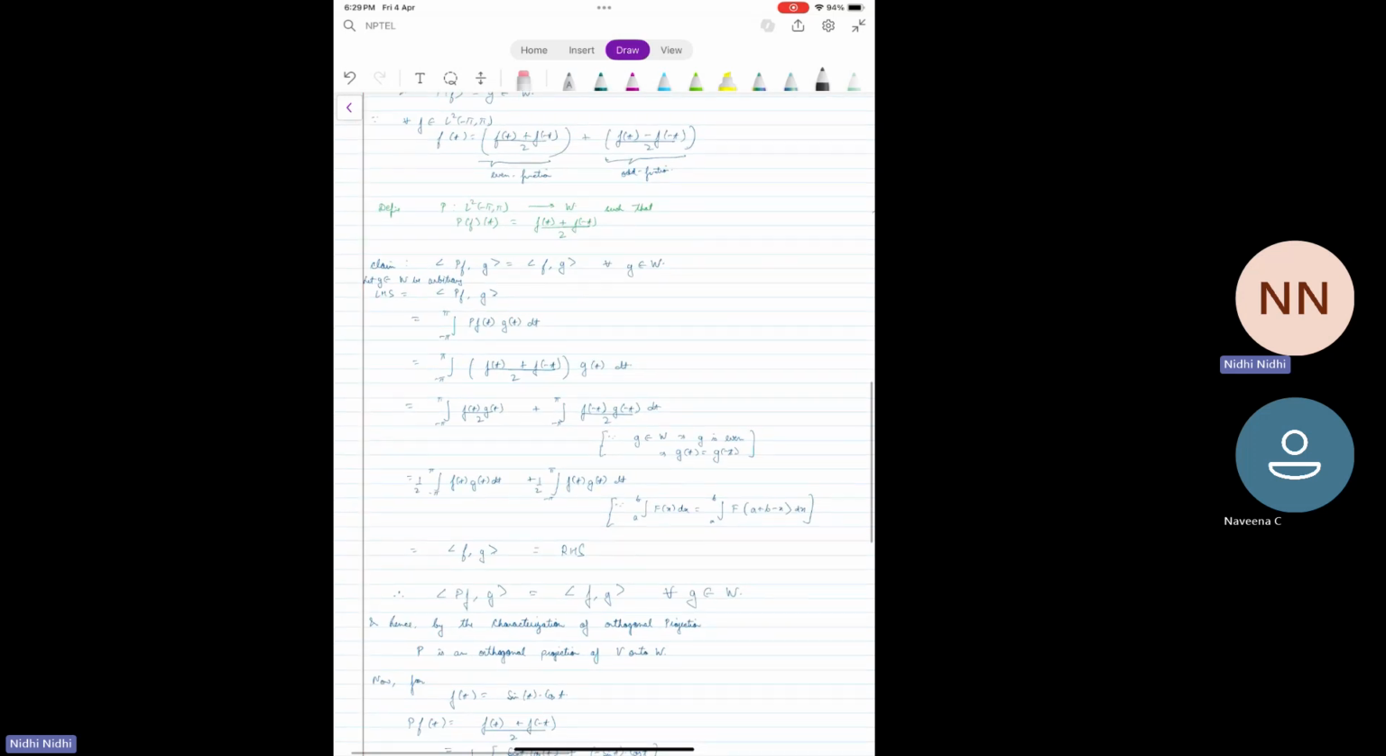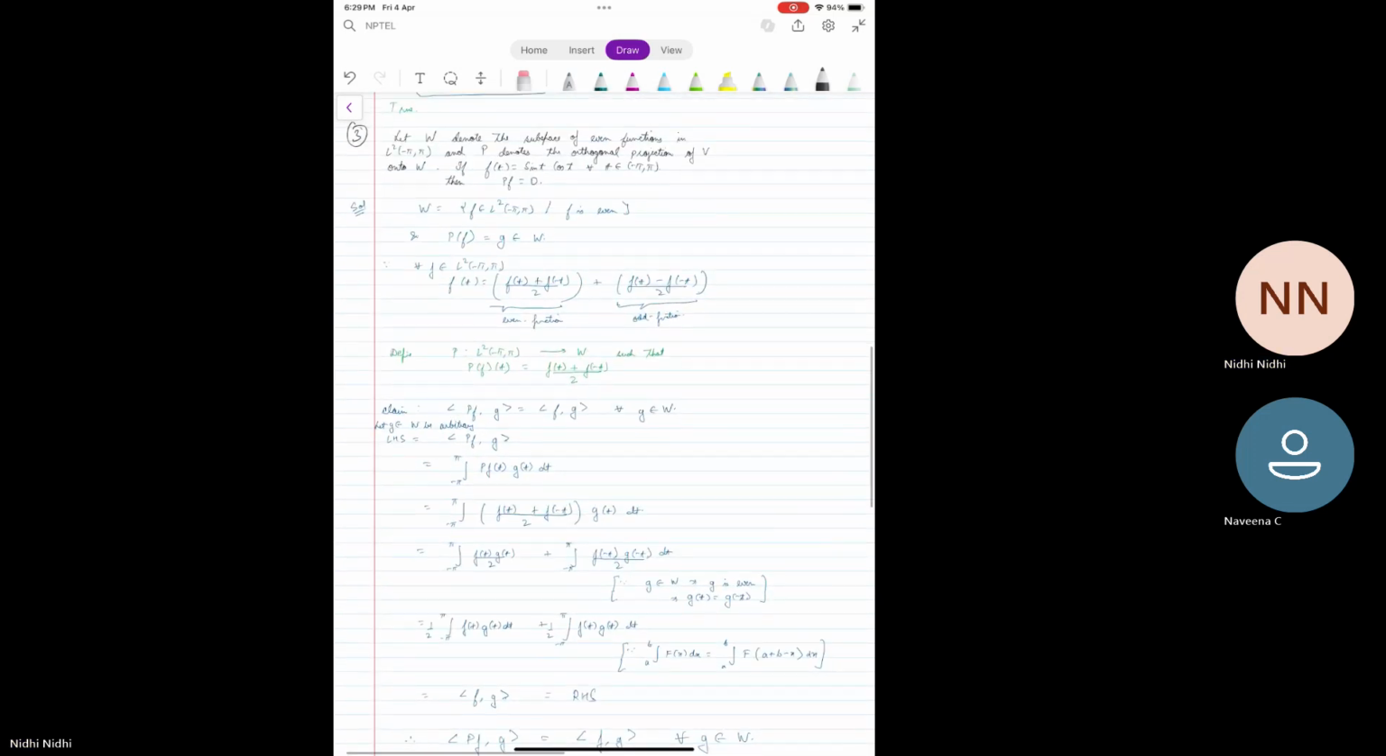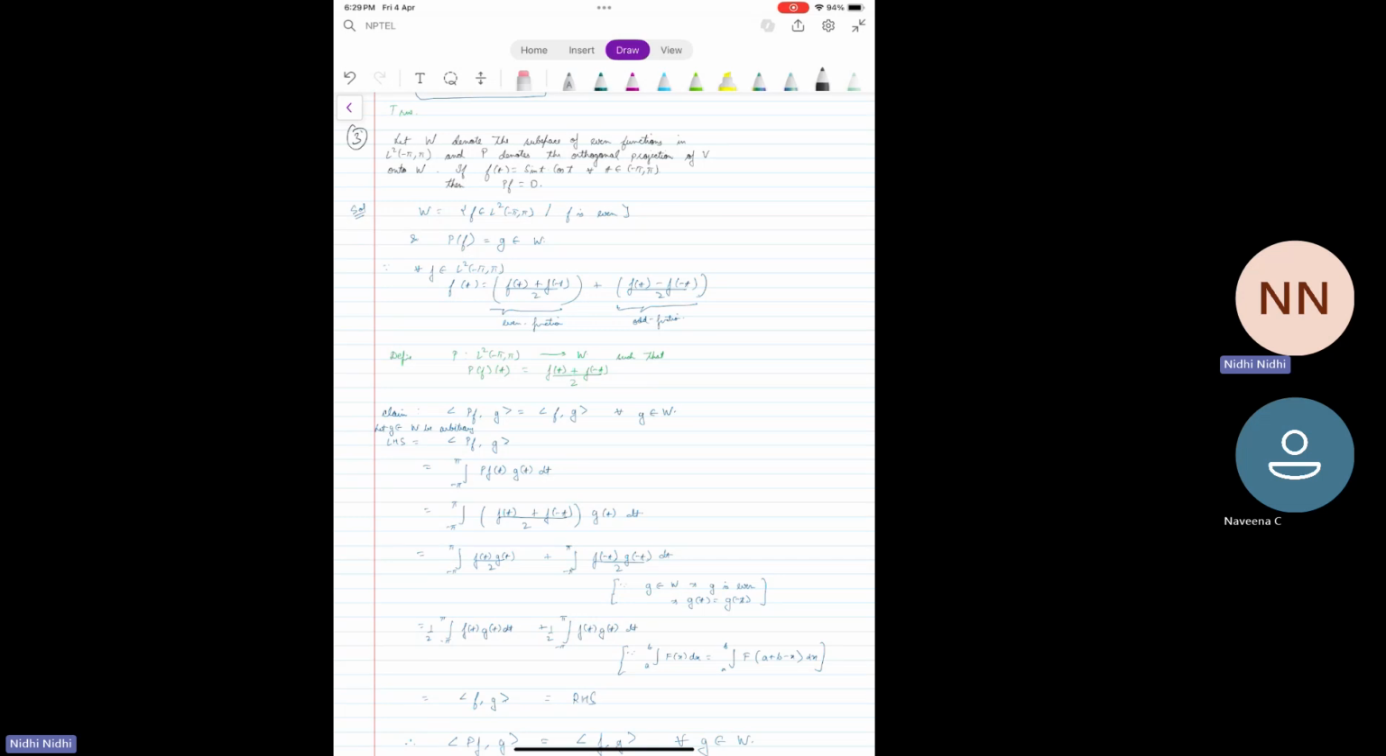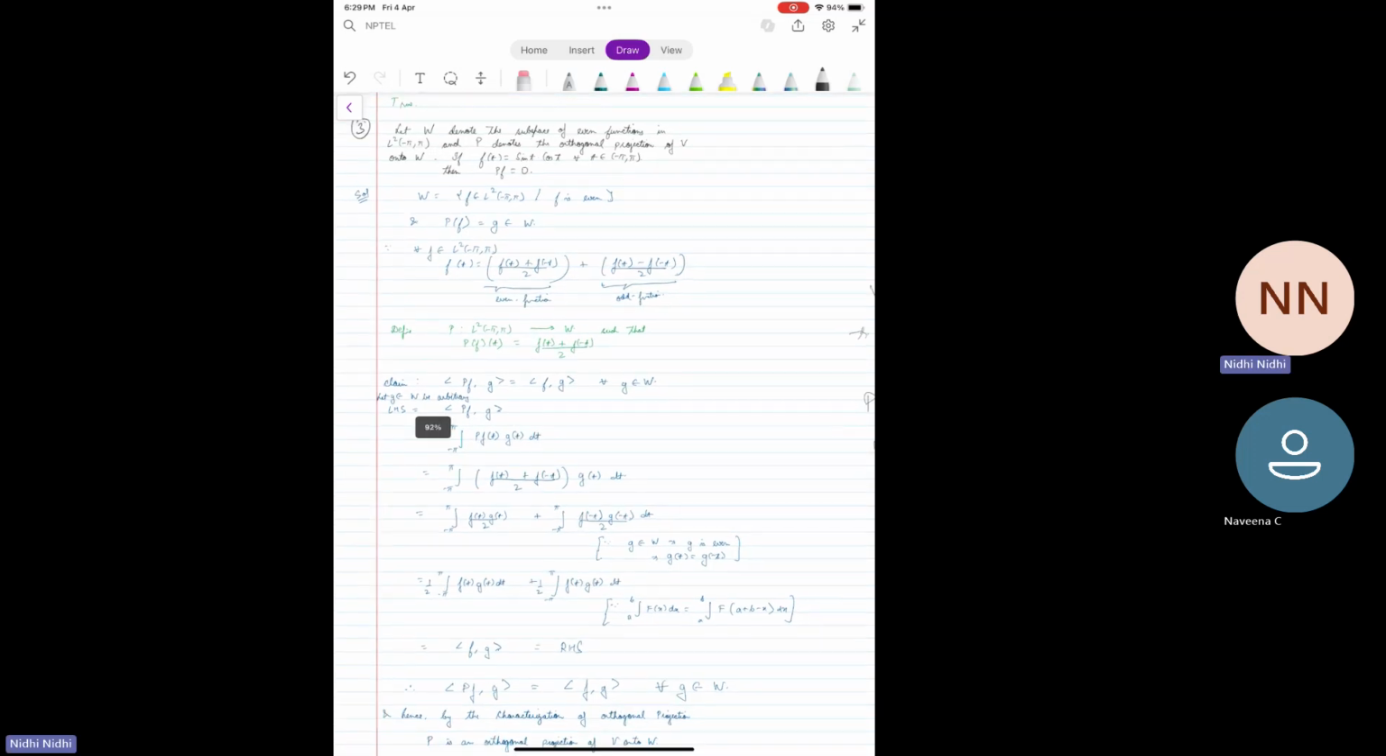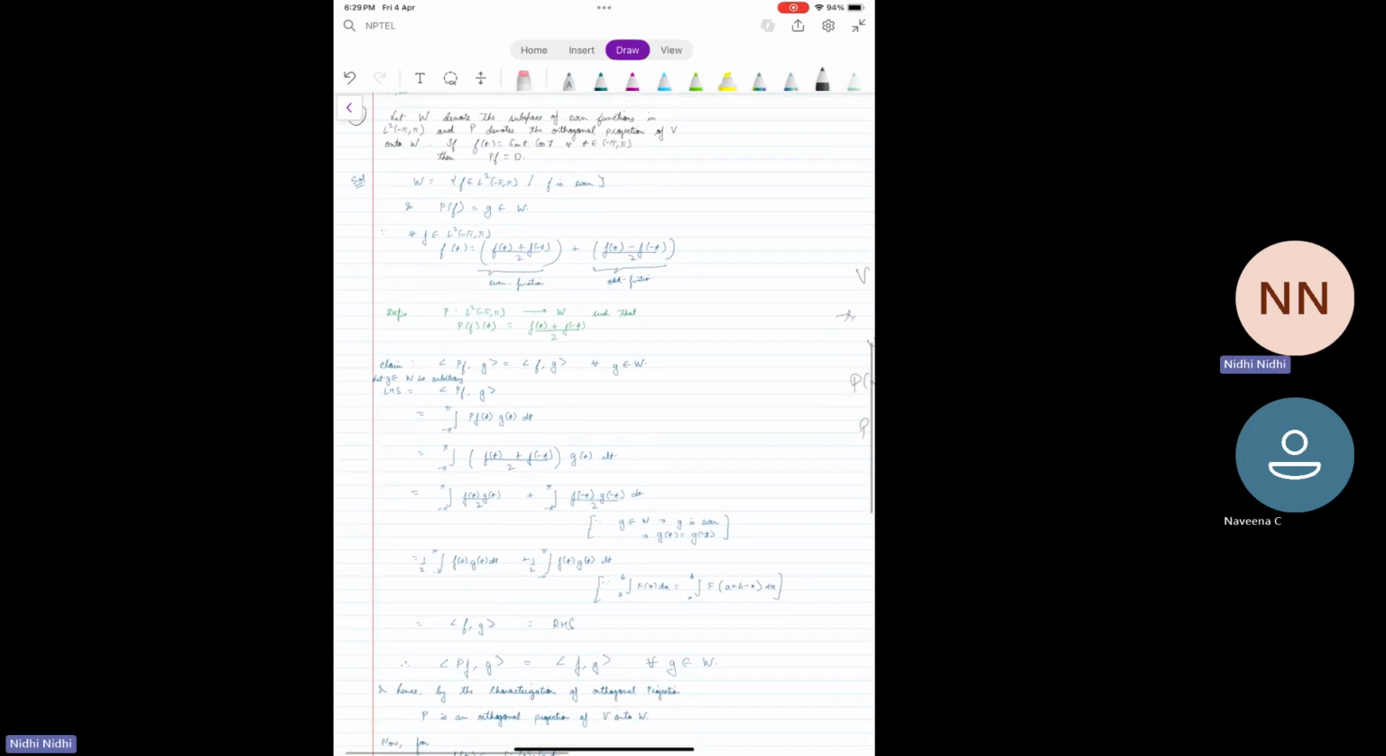And the rest was to just apply this on the given function f. So the main important fact is that every function can be written as a sum of odd and even functions. Secondly, the characterization of orthogonal projection. Hope this was fine. If you have any doubt, please ask. Okay, if not, let's move to the next question.